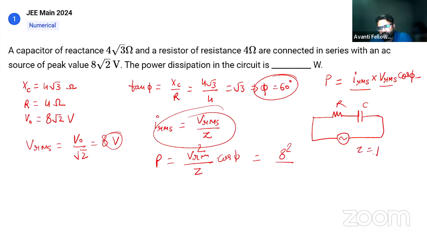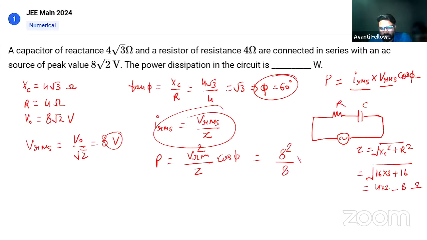Z is equals to square root of XC square plus R square. XC की वैल्यू कितनी है बताओ? XC is 4 √3 and R is 4. So it will become 16 into 3 plus 16. 16 3 is 48 plus 16 is 64. So it will become 8. And ultimately you can see you can take 16 common. So 3 plus 1 is also 4. 16 into 4, 4 into 2. Okay, this is also 8 ohm.